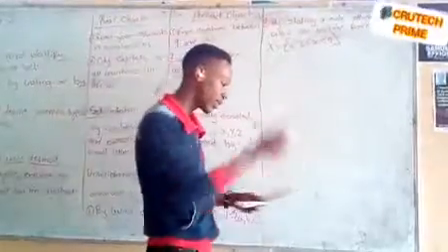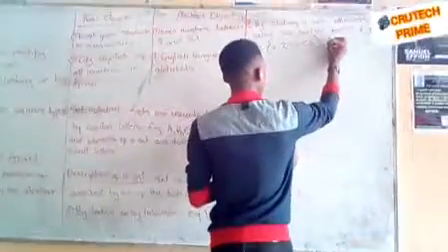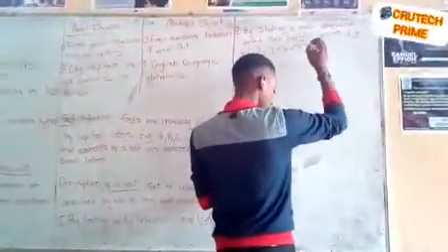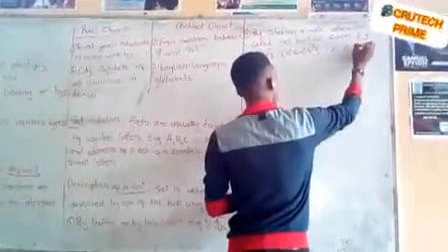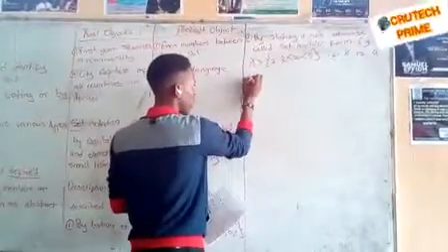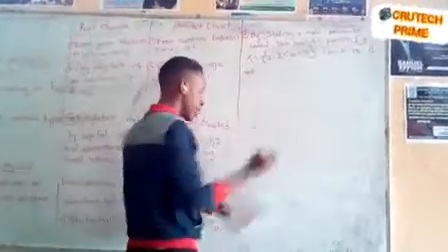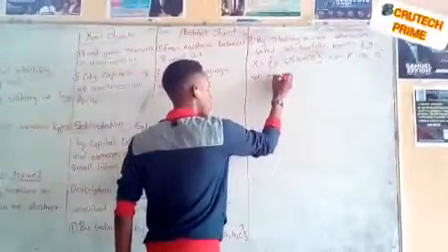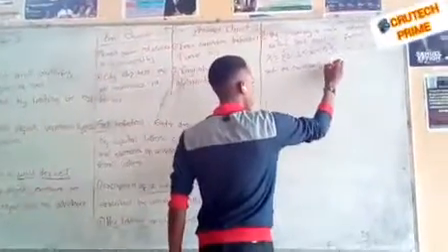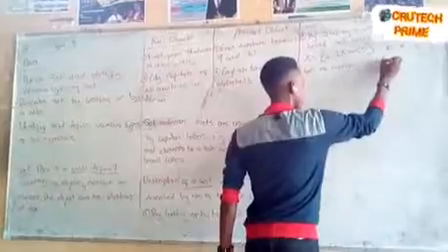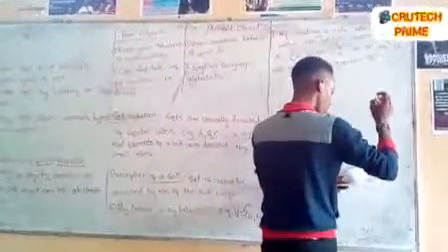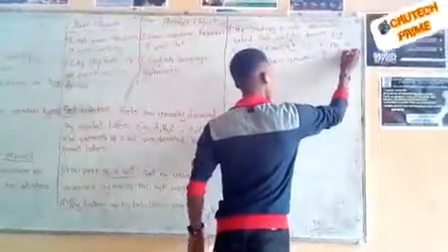Let's write it down. That is, x is a set of numbers greater than 2 but less than 5.